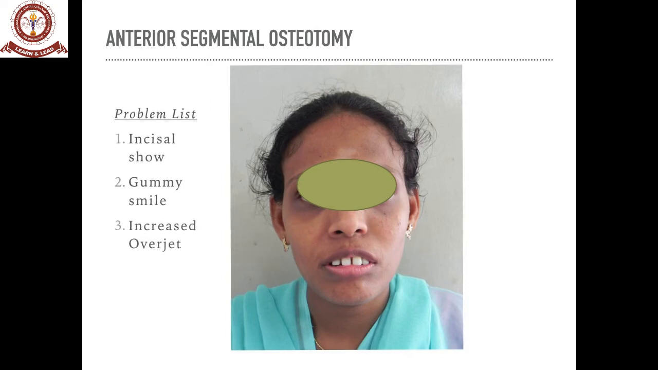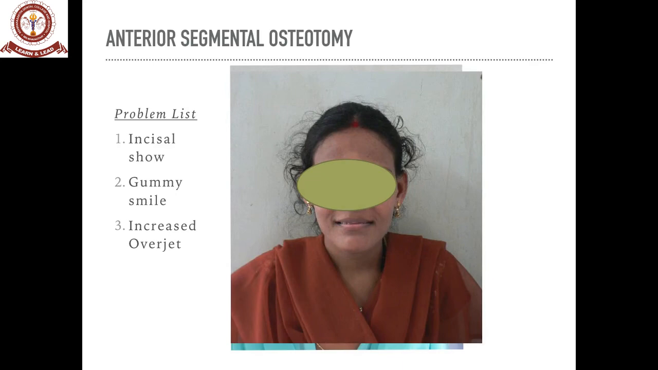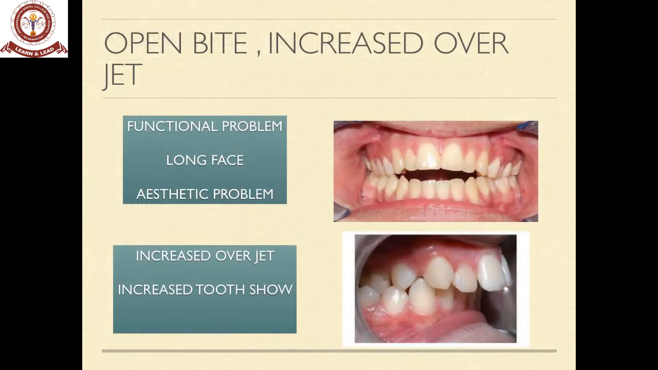For this patient, the problem list is the incisal show, the gummy smile and increased overjet. So an anterior segmental osteotomy was done for this patient, in the sense we extracted the premolar, utilized the space and then set the premaxilla backward. And that's the result we can achieve for this patient. Pertaining to the maxilla, the problems can be an open bite, increased overjet, certain functional problems, long face, aesthetic problems. So all these problems can be there pertaining to the maxilla.